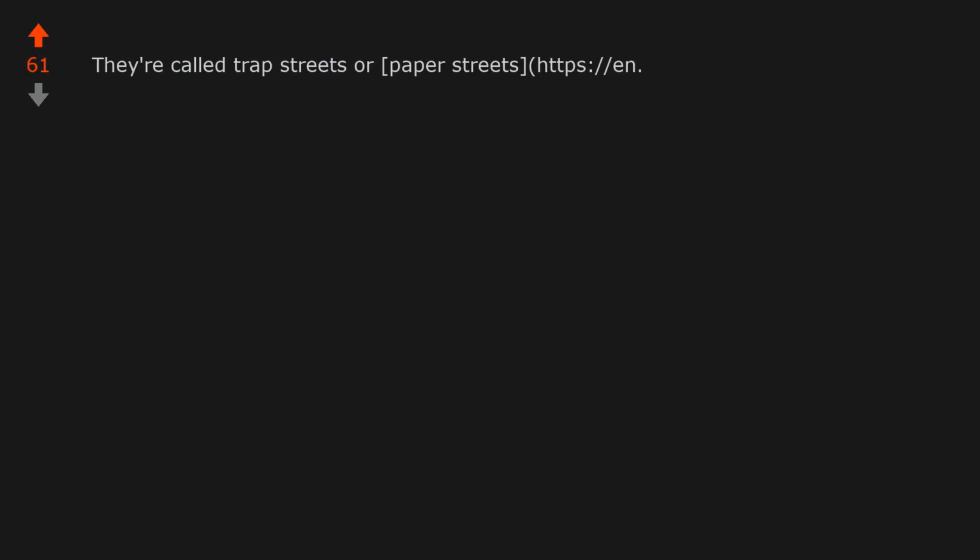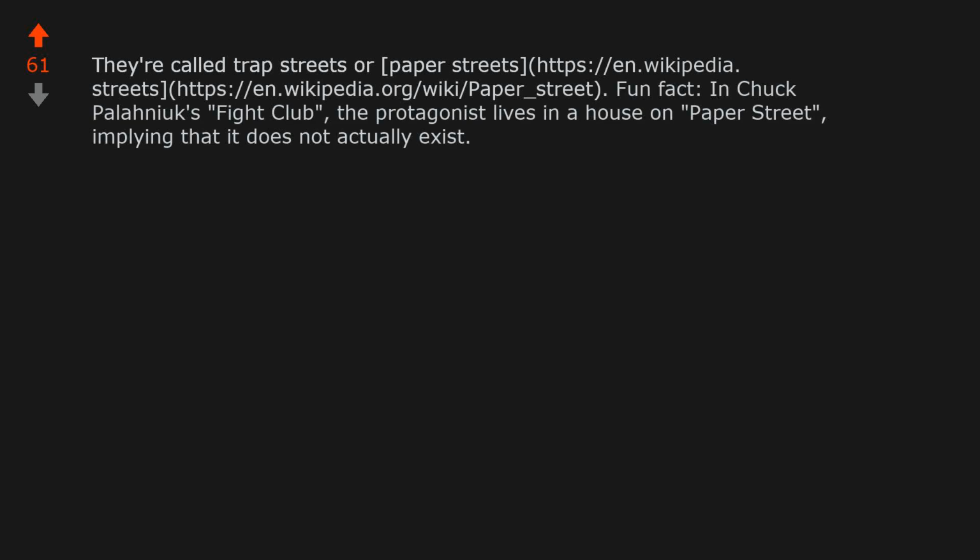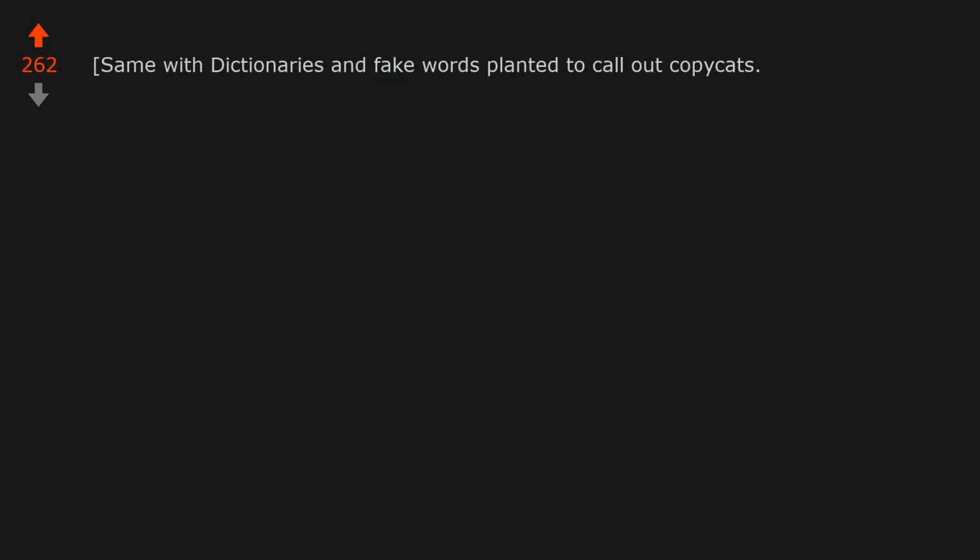They're called trap streets or paper streets. Fun fact, in Chuck Palahniuk's Fight Club, the protagonist lives in a house on Paper Street, implying that it does not actually exist. Same with dictionaries and fake words planted to call out copycats.